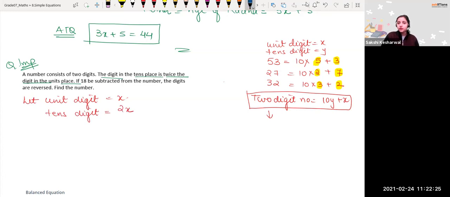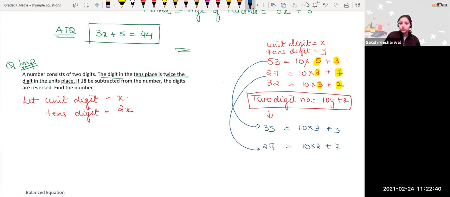Now see one more thing I want to tell you. If you reverse the digits of 53, it will be 35, right? This is equal to 10 into 3 plus 5. Now reverse this, it is going to be 27, which is 10 into 2 plus 7. If you reverse this, it is going to be 23, and this is going to be 72. Wait a minute, this is going to be 72, right?